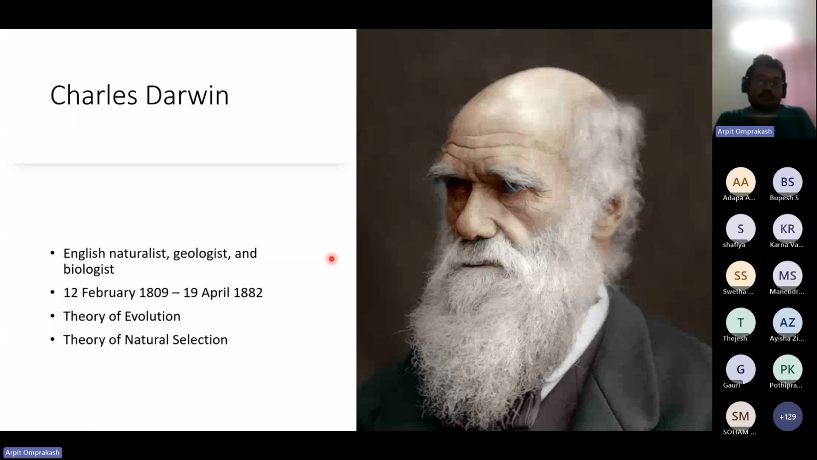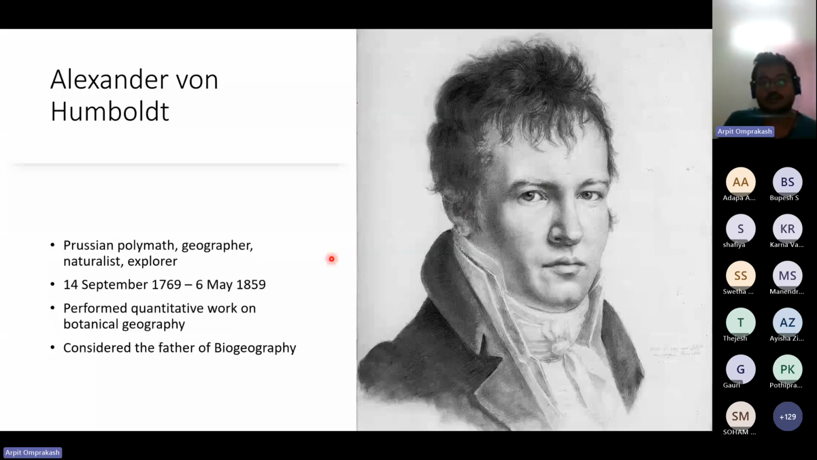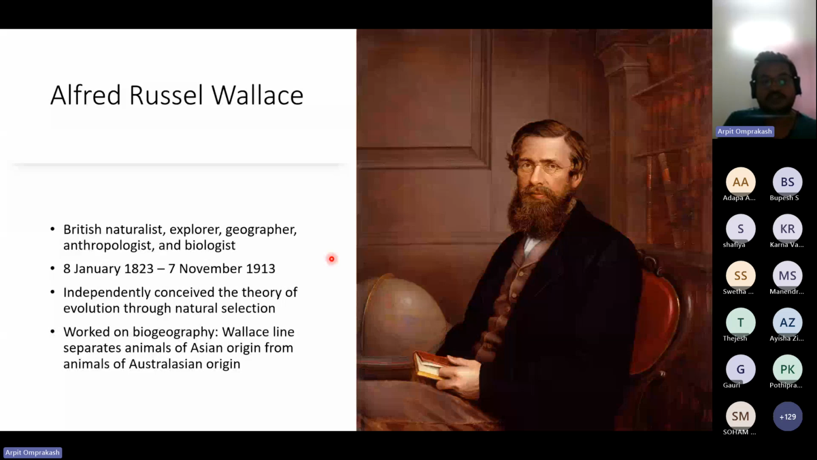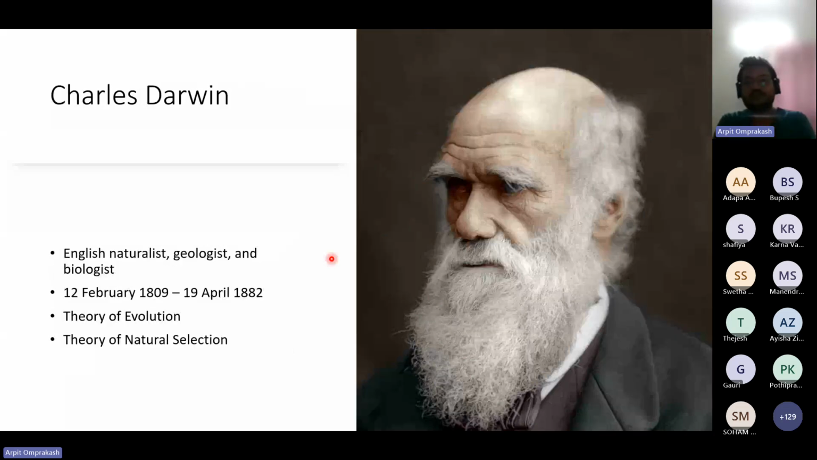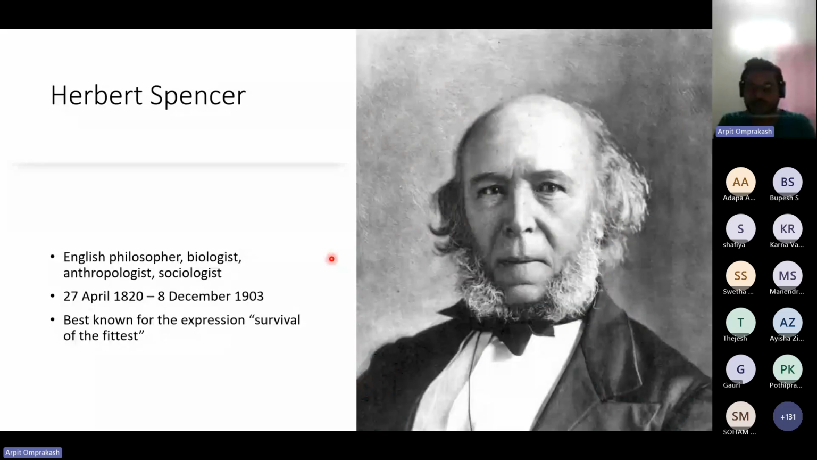So basically, Wallace and Charles Darwin came up with the theory of evolution and natural selection. Herbert Spencer is an English philosopher who was best known for giving out the expression survival of the fittest, which basically captures the essence of evolution and natural selection. So we'll talk about evolution and natural selection in a bit.